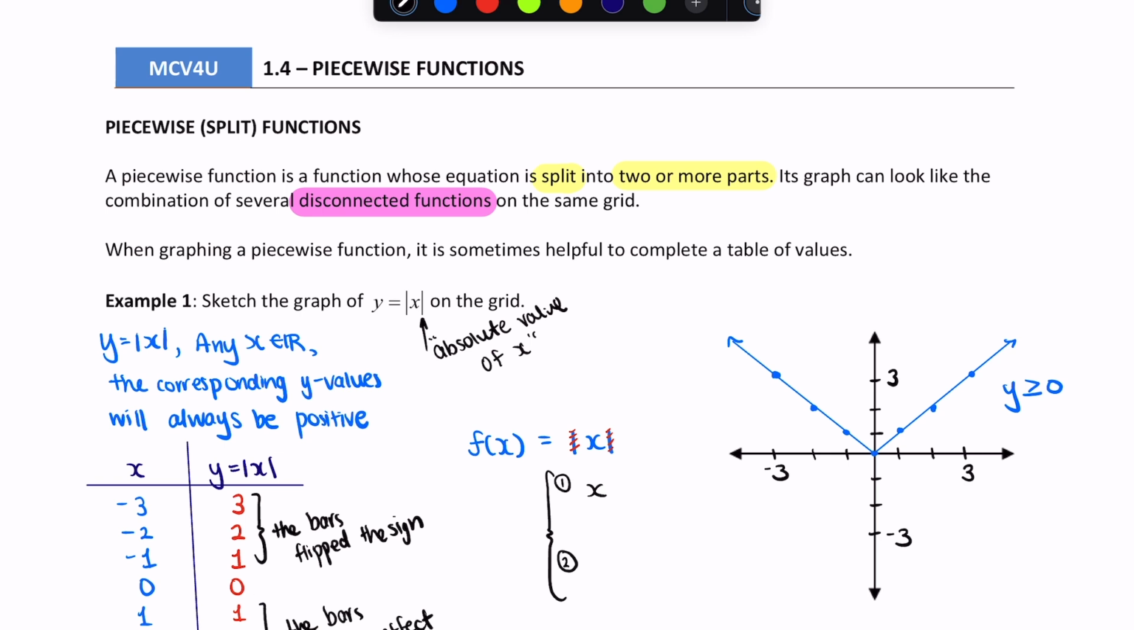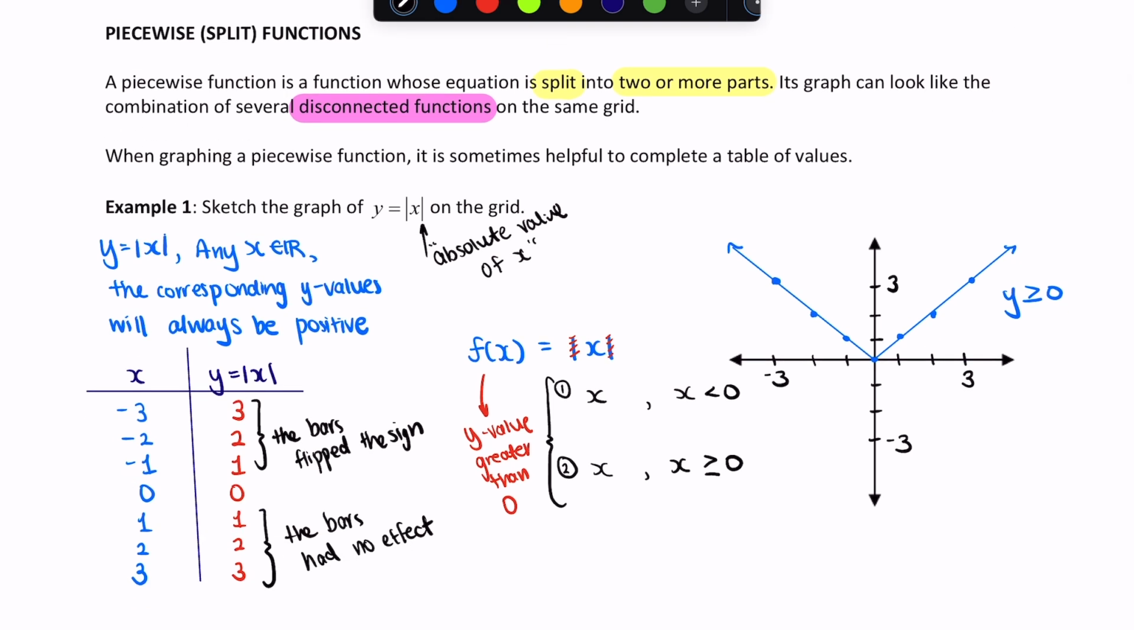We know that for f of x, the y values have to be greater than 0. So if we're looking at the negative and the positive: we have x when x is less than 0, and here we have x when x is greater than 0, or greater than or equal to 0.